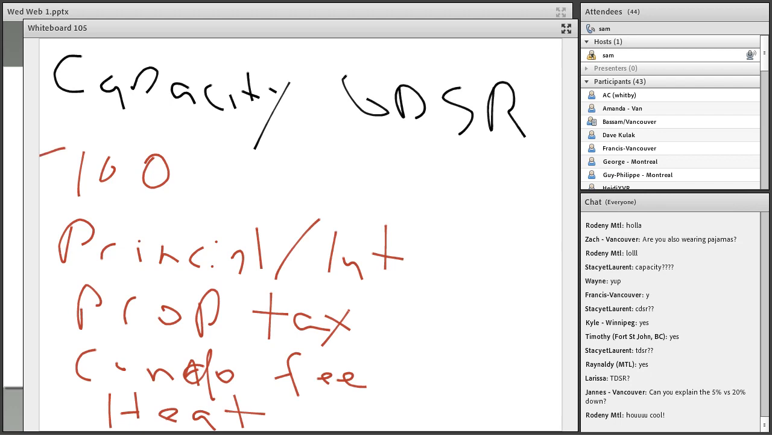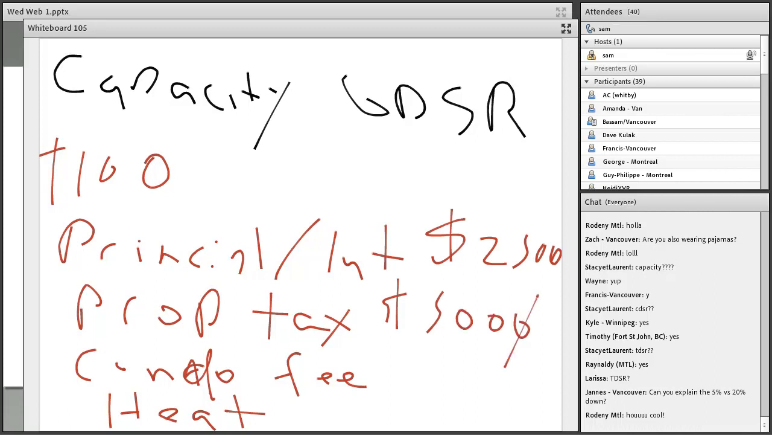All right. So if you've got $100,000 a year of income, we're talking gross, we're not talking net, and the mortgage payment, let's say, is $2,500 a month, and your property tax is another $500. Okay. And let's say there's no condo fees, and then heat's $100. So your gross debt is basically $3,100 per month.